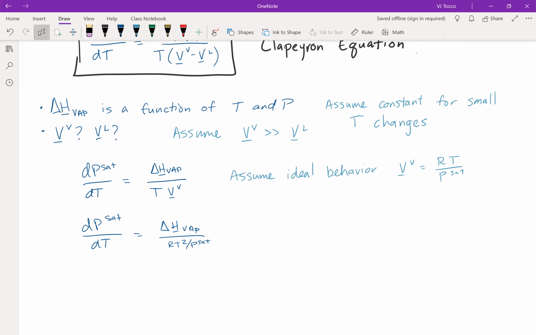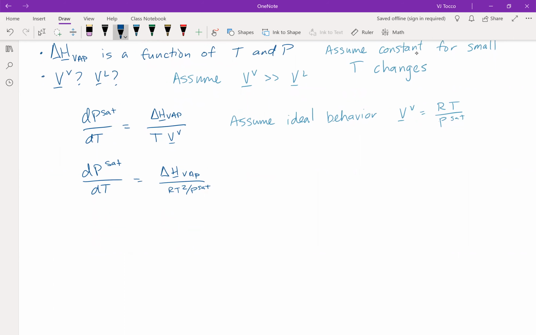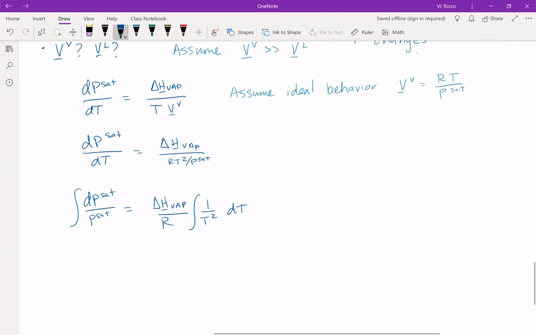So I'm going to separate variables. I will bring the P saturation over to the other side to get dP saturation over P saturation, and bring the dT over to the other side. So delta H vaporization over R times 1 over T squared dT. And I wrote it like this because delta H vaporization we assumed constant, R is a constant, so I can bring it outside of the integral. Now I can integrate this expression to evaluate what is going to happen.